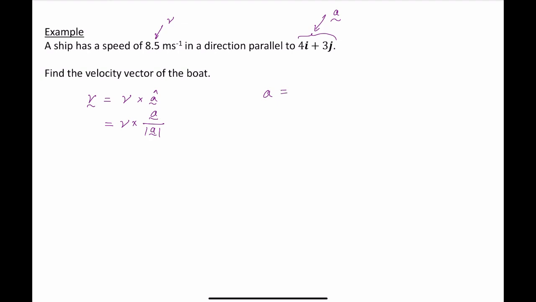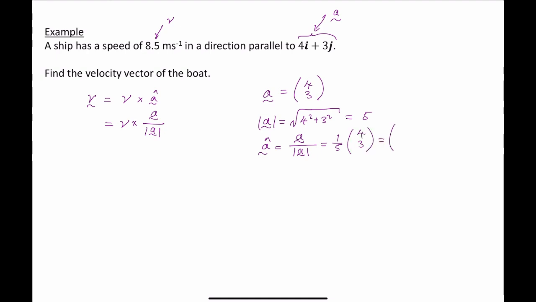If you find it helpful, I always find it helpful to write A in component form, (4, 3), and therefore the magnitude of A is the square root of 4 squared plus 3 squared, that's 5. Therefore this unit vector, which is the vector A divided by its length, is just dividing by 5, so 1/5 of (4, 3). You're just dividing each component separately, same as multiplying by a scalar: 4 over 5 and 3 over 5.